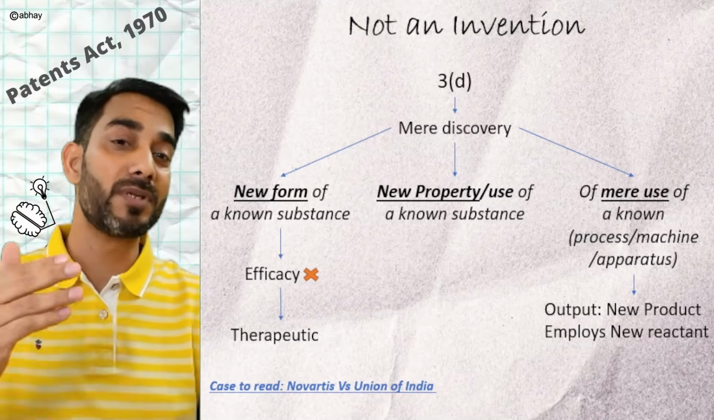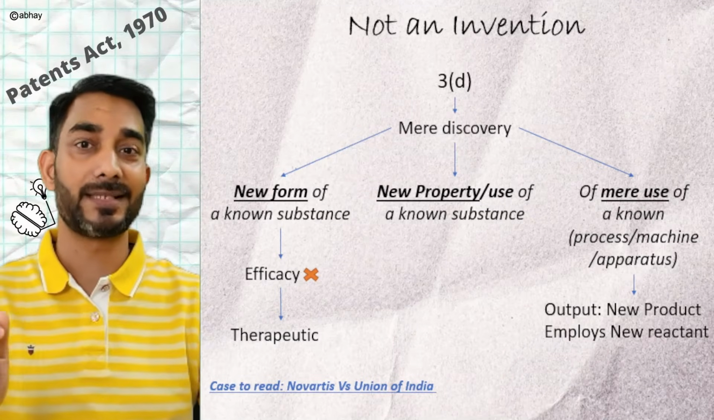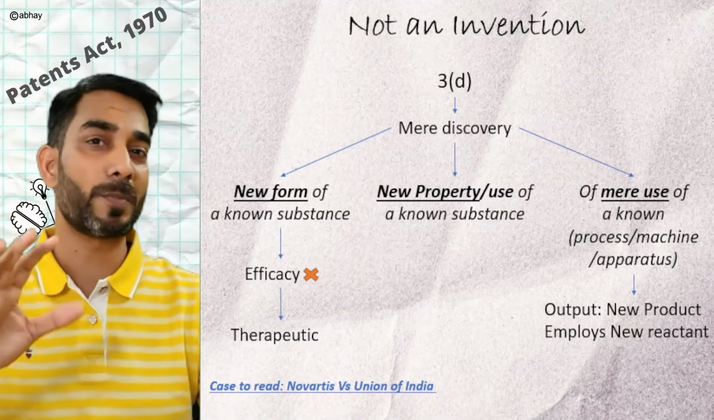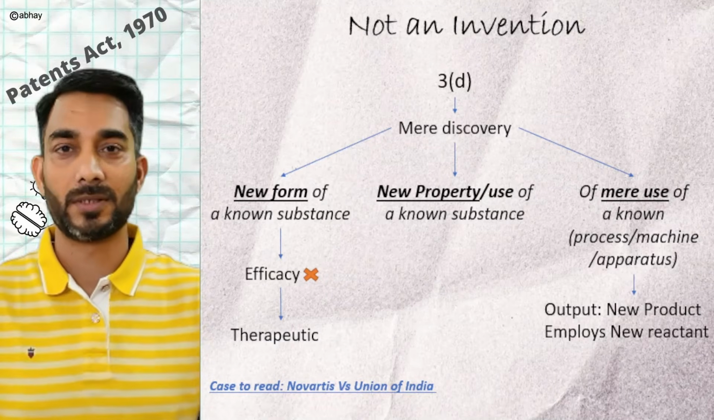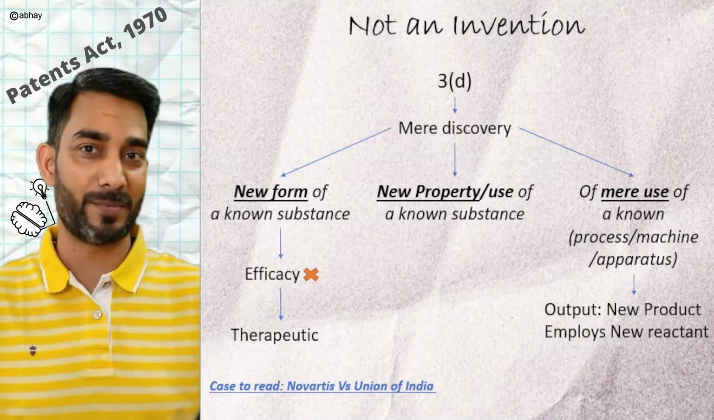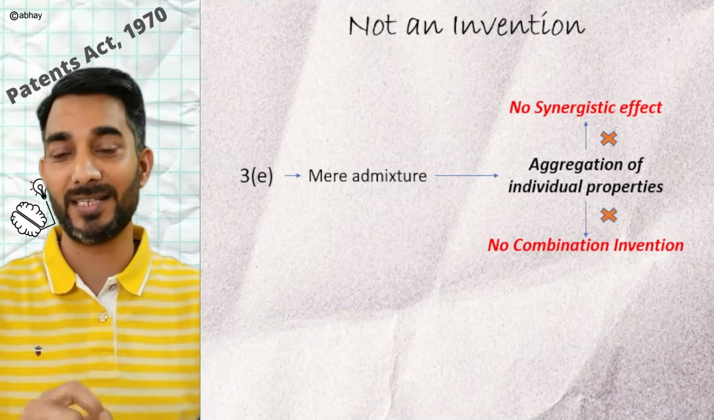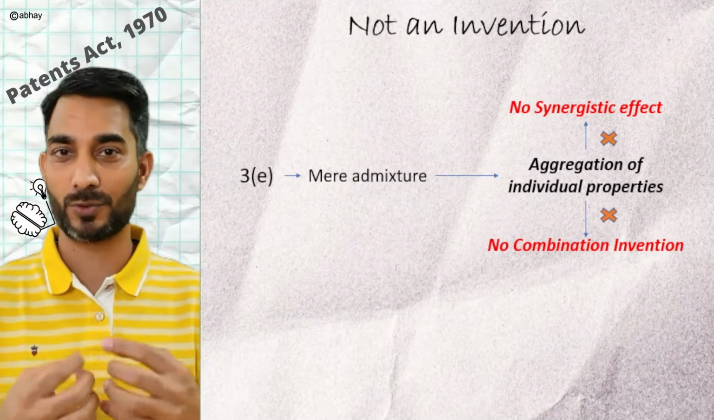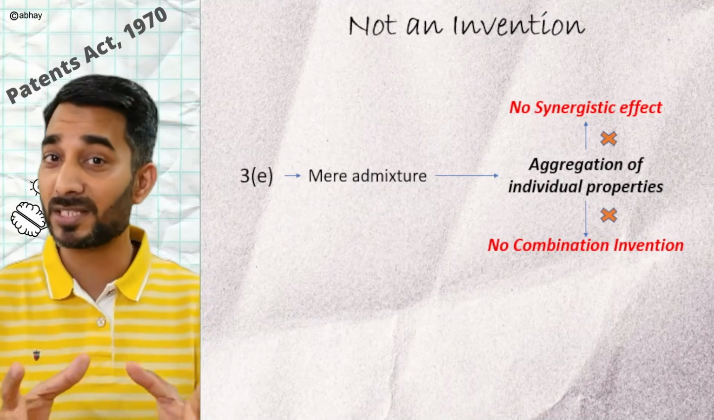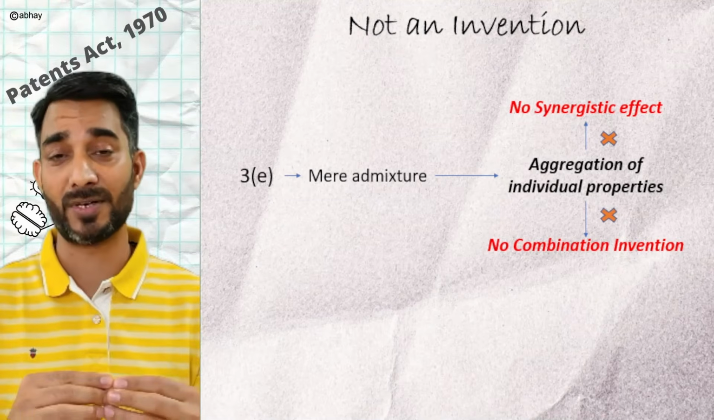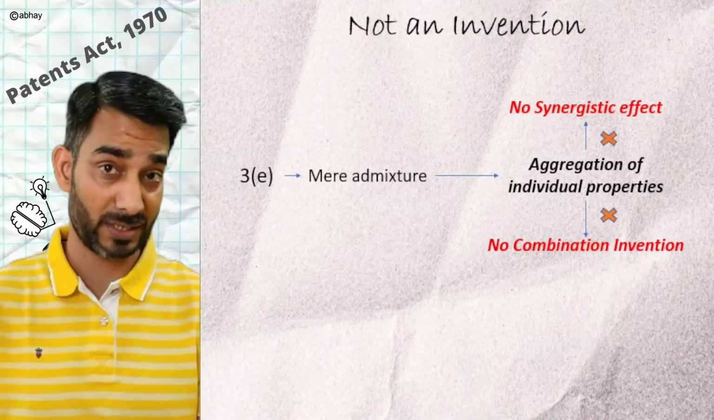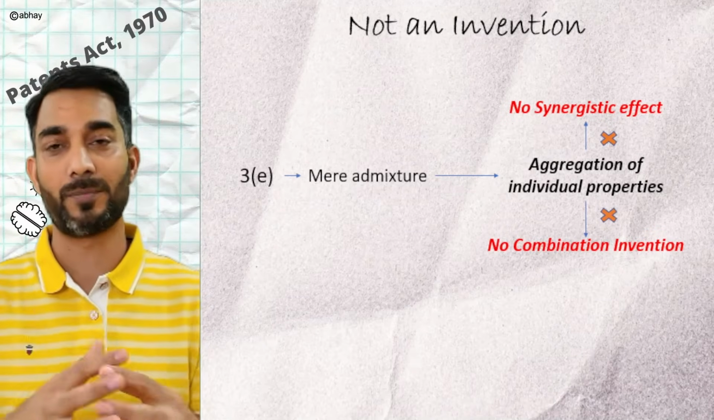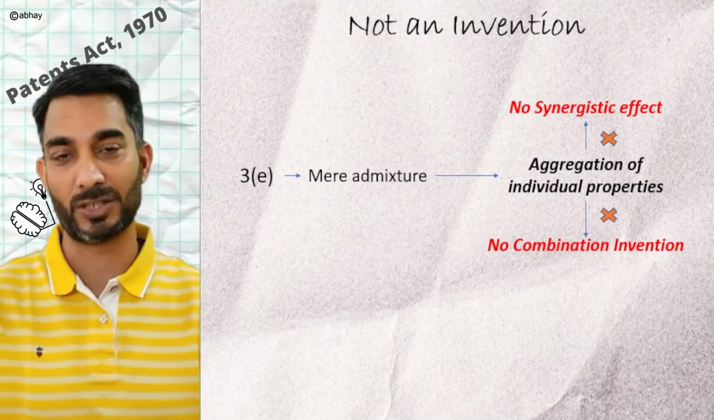Similarly, in case of a mere use of a known process, unless it gives you a new product or employs a new reactant, it will not be considered as a patentable subject matter. Let's move on to the next alphabet, E, Section 3E, a mixture. If you were to combine two substances together to create a mixture, such a mixture will not be considered as an invention unless it has a synergistic effect of the properties or it has a combinational effect of the properties of the two substances that you mix together.